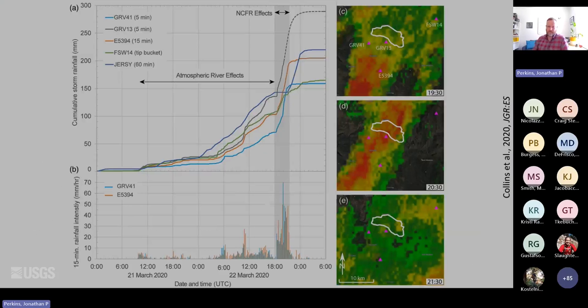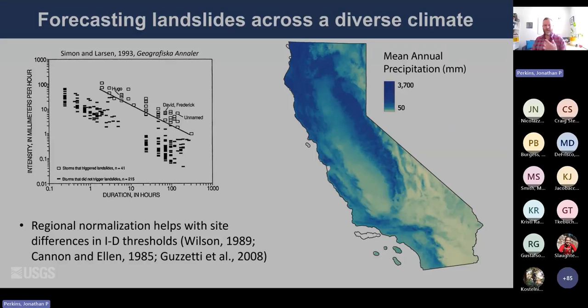So the question is, we want to build some parameter where we can map these localized changes in space and time. We know from the research on rainfall intensity duration relationships that these are usually applied locally, and the thresholds vary from region to region and can depend strongly on your background climatic conditions. People like Ray Wilson and Sue Cannon and others have found that when you normalize the rainfall intensity duration threshold to its mean annual precipitation, you tend to have much better success for that threshold.